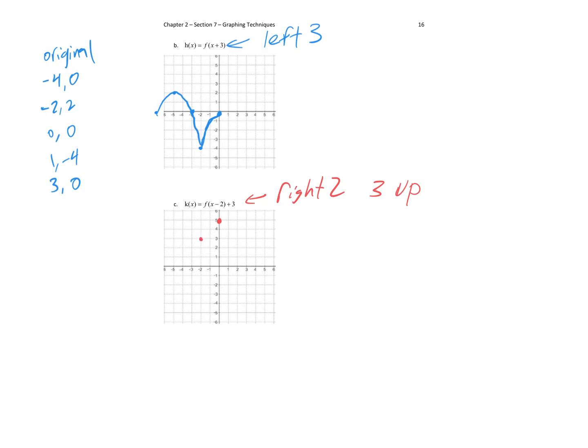Okay. Same thing. 0, 0. Go right 2 spaces, up 3 spaces. 1, negative 4. Go right 2 spaces, up 3 spaces. And then 3, 0. Right 2 up. Okay. And once again, we've got that same looking graph. And so again, all we're doing is taking the original points, the easy ones that you can see from the graph, and then shifting them the way that you want.